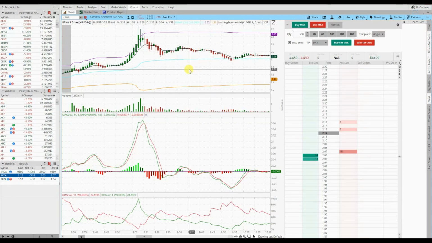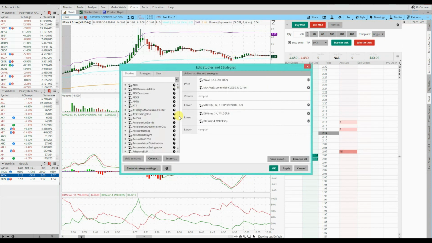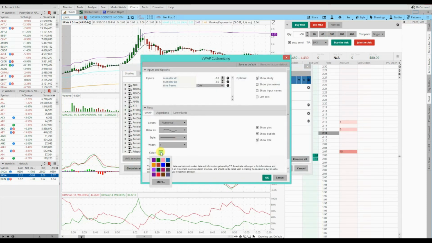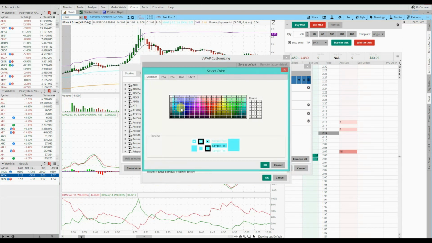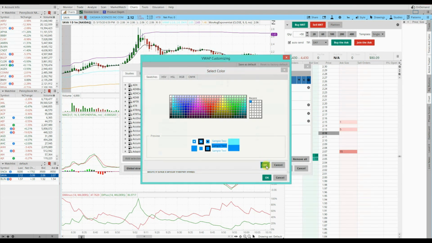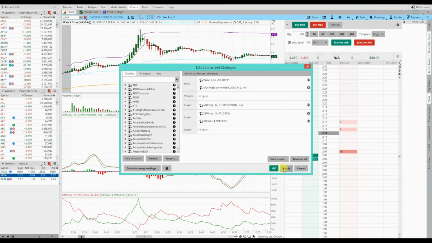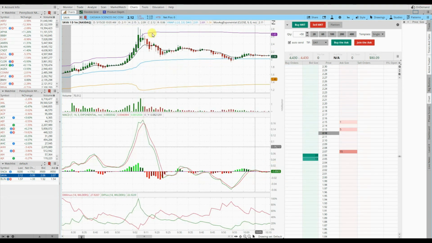I don't know if that was the best color, but actually, let's go back and change that to a little darker. So the VWAP blue line is too light. Let's go with another blue. Let's do this blue. All right, there you go. Much better. All right, so this is the last one.